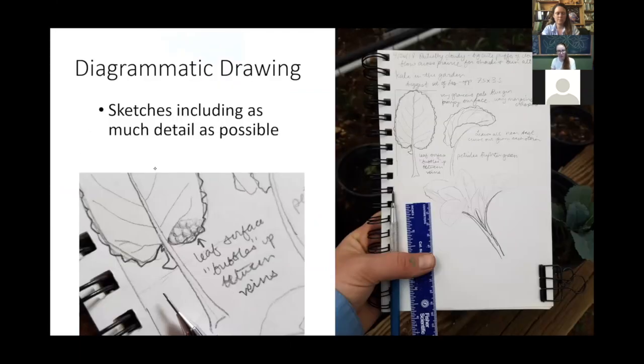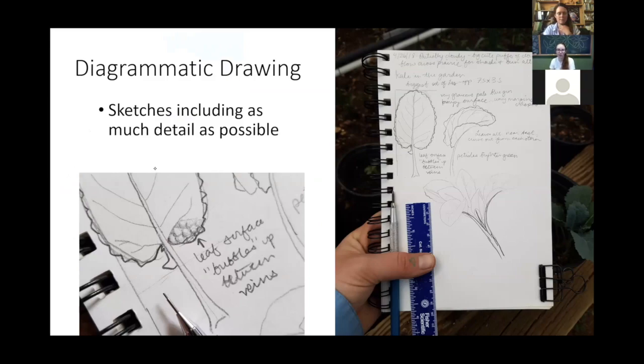So now we'll move on to our diagrammatic drawing. And if you didn't finish your pine cones, feel free to go back and work on that later if you'd like. But we're going to move to our star of the show. Diagrammatic drawing is the way that you do a nature journal.